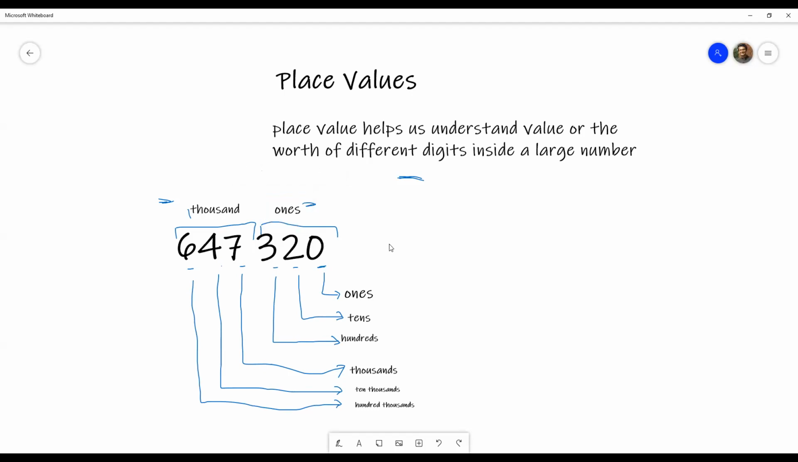647,320. It starts from small steps, like we say it in our local language. I know that you don't know the local language, but I'll still say it: Ekok, doshok, shotok, hajar, ojut, nijut. It's kind of like this. In English it's ones, tens, hundreds, thousands, 10,000s, 100,000s.